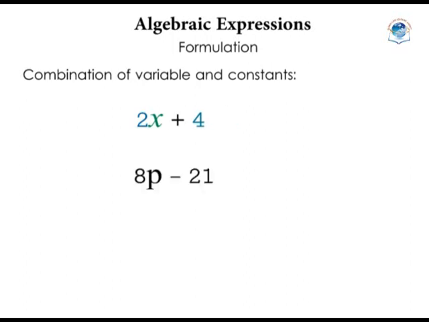Equally, 8p minus 21 is obtained by multiplying a constant 8 with a variable p and then subtracting a constant 21. So in these two examples, the expressions are obtained by combining variables with constants. You can also obtain expressions by combining variables with themselves or with other variables. For example, x squared plus xy is formed by multiplying the variable x with itself and then adding it to the product of the variable x and y.